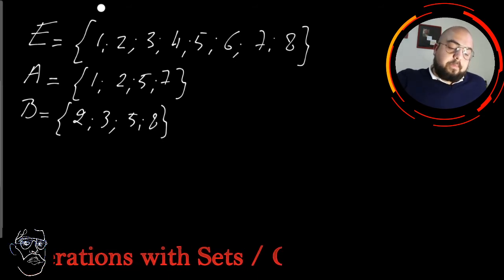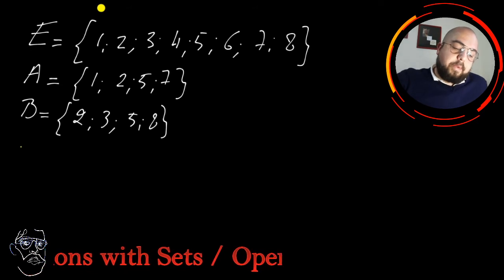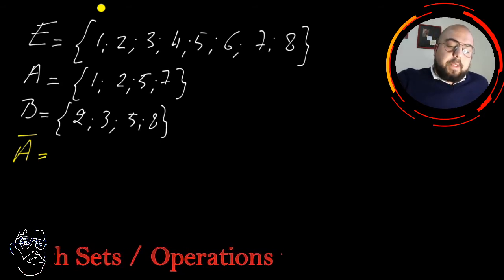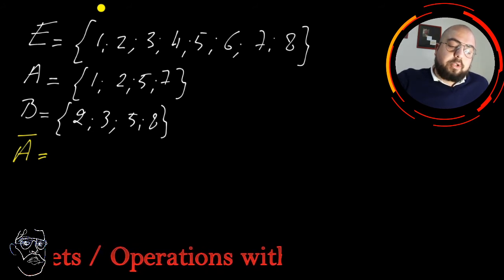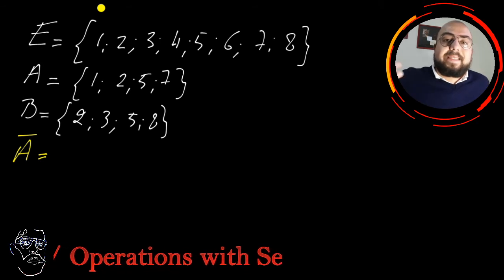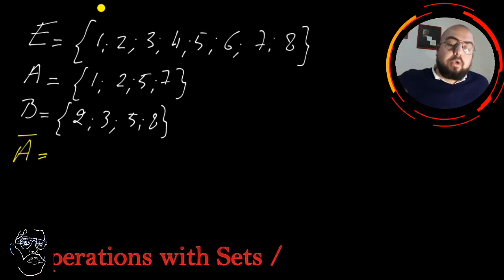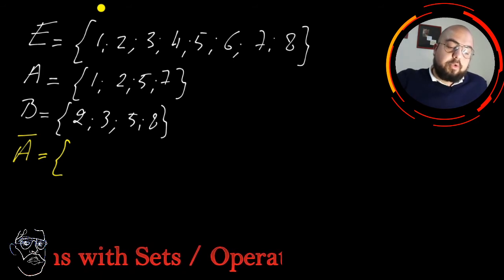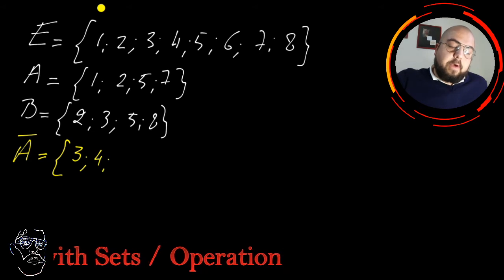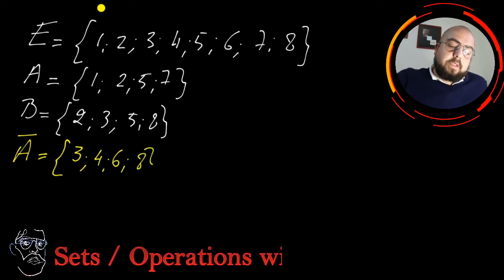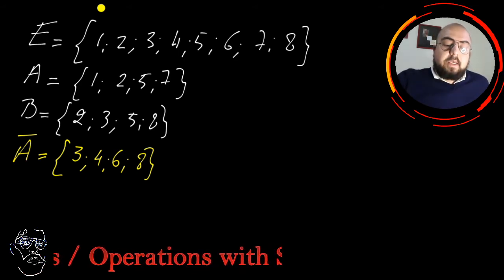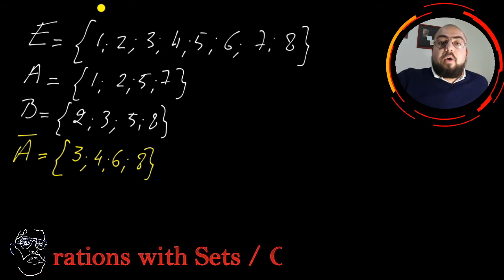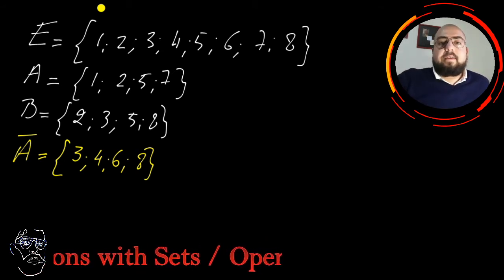Now let's say the question is, what is the complement of A? It is noted by A bar. You simply have to check. A is formed by 1, 2, 5, 7, and then from the set E you try to find the elements which are not included in A. 1 is included in A, so I forget about it. 2 also. 3, 4, 5, no, 6, 7 is excluded, 8 is included in the complement. As you may have noticed, A is 1, 2, 5, 7 and A bar is 3, 4, 6, 8, as they complement each other to form the set E.